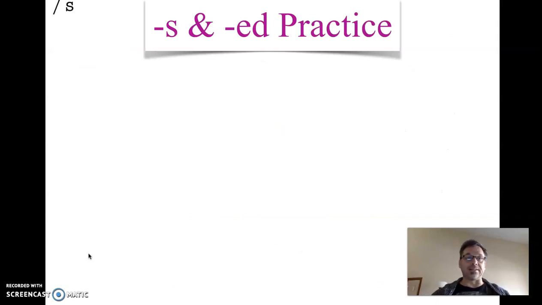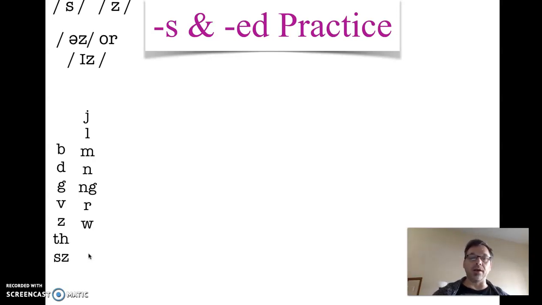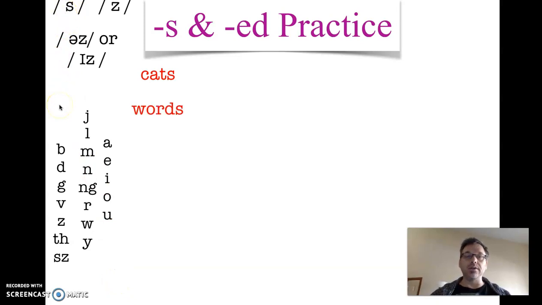All right, let's go ahead and practice some. So here are our sounds for the S suffix: z, us, or is. Here are the letter and sound representations. You think about what it sounds like. Which sound is it? Cats, the S. Words, the Z. Loves. Causes.